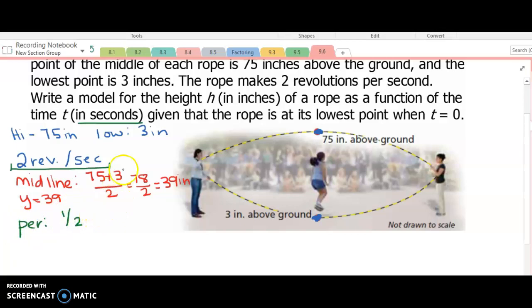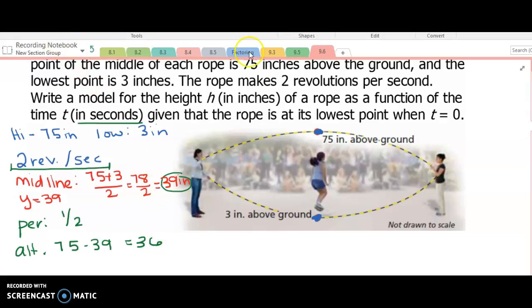Now we can find our altitude. Our altitude would be how far it is from 39 to 3, or from 75 to 39. So the altitude is going to be 75 minus 39, which is 36. So my altitude is 36.